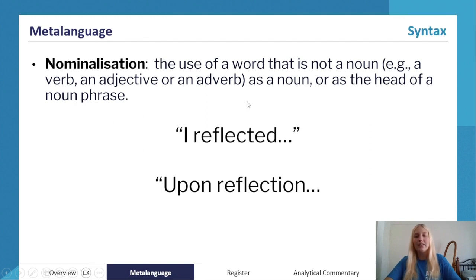So, "I reflected." Reflected is a verb, but we've changed the sentence and put a noun phrase at the head of the sentence: "Upon reflection." Reflection has become a noun. So it's taking words and making them nouny to make them sound fancy. As you can imagine, this is associated with formal register more commonly.